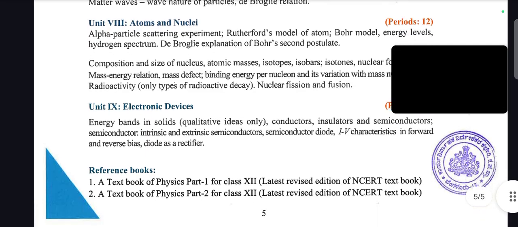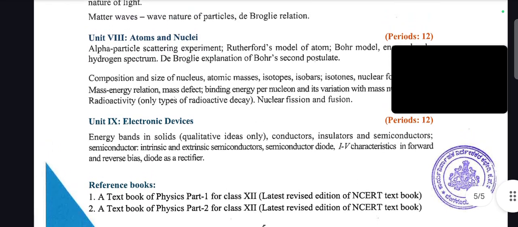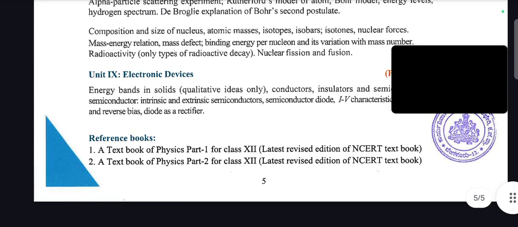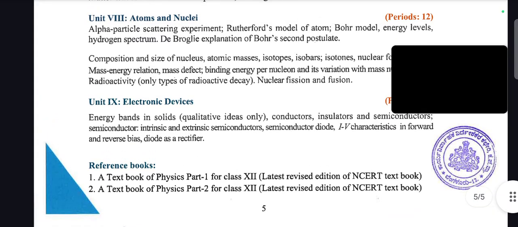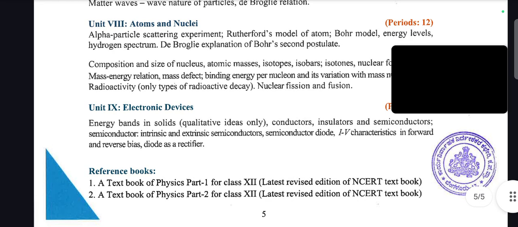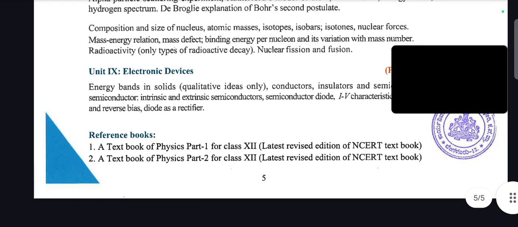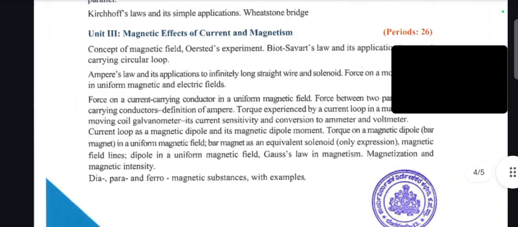Unit 9, Electronic Devices: energy bands in solids, conductors, insulators and semiconductors, intrinsic and extrinsic semiconductors, semiconductor diode, IV characteristics in forward and reverse bias, diode as a rectifier. So this is the syllabus of KCET Physics 2025.